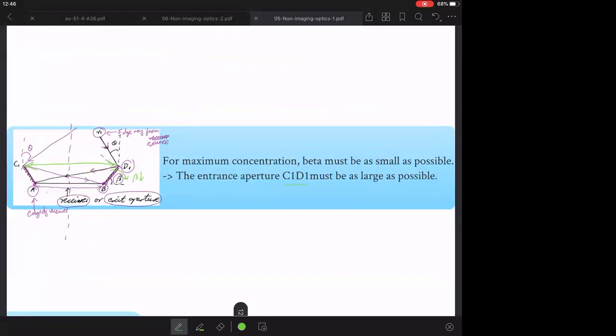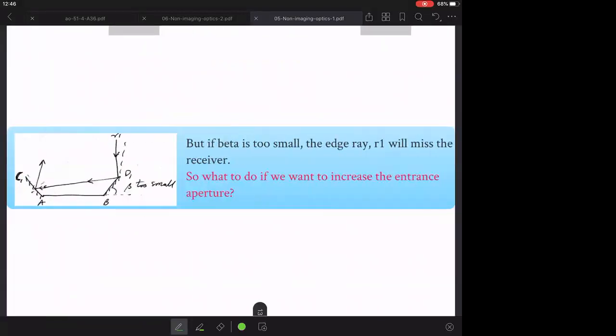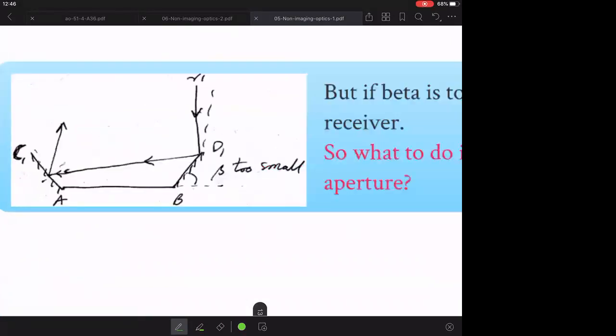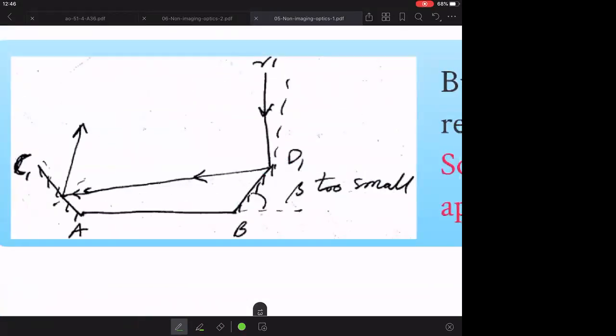But if I make my beta too small, the edge ray R1 will miss the receiver as shown in this picture. If beta is too small, then this ray is not going to hit this edge. Instead, it will hit the mirror on the other side and escape the system. This is lost.